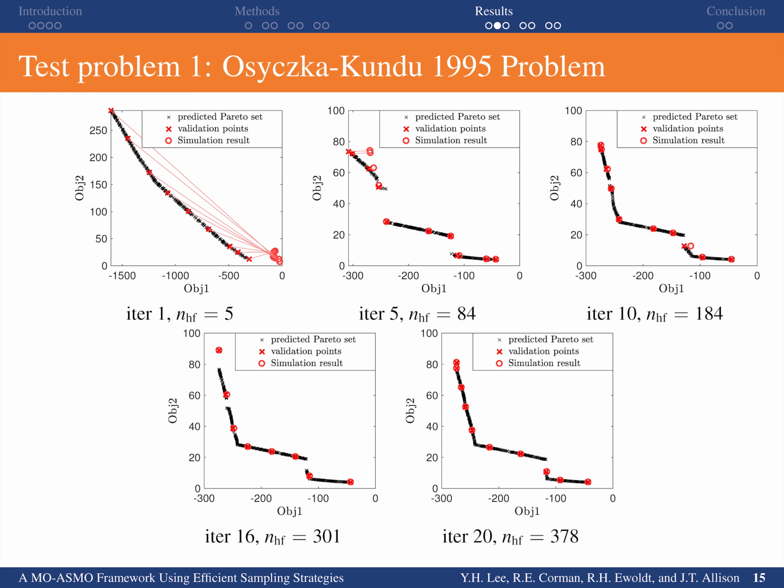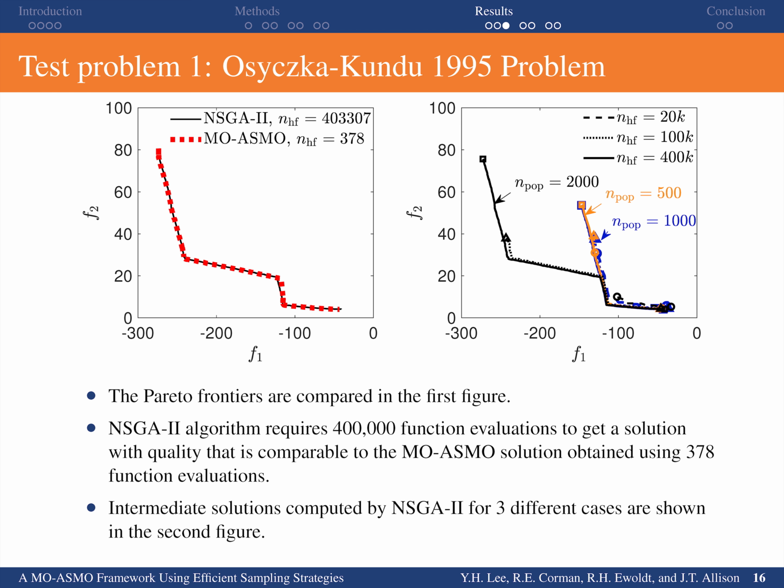These figures show the process of solution convergence over 20 iterations with 378 function evaluations. The solutions computed by our MO-ASMO are compared to the solution of the NSGA2 algorithm in the left figure. Conventional NSGA2 required 400,000 function evaluations to get a comparable solution, while our algorithm only required 378 function evaluations.